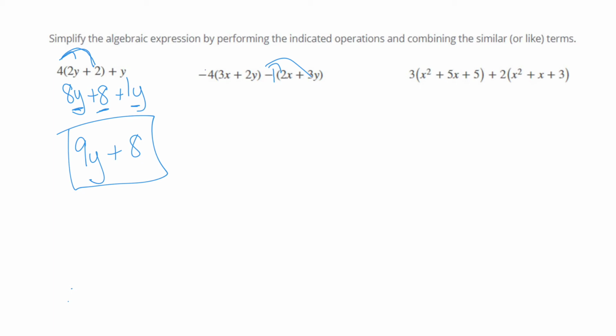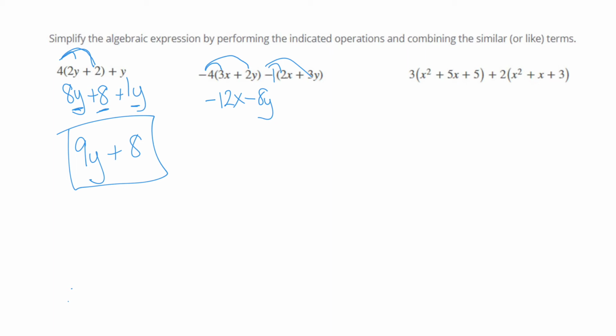I'm going to start over here with my negative 4 times 3x. Notice that it's a negative 4 and a positive 3. I'm multiplying different things, a positive and a negative. So my answer is negative 12x. All right, let's try again. Negative 4 times the positive 2y. Negative times a positive, that's going to be negative because they're different. Negative 8y.